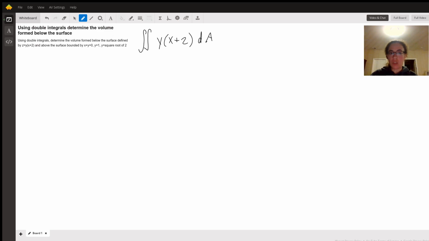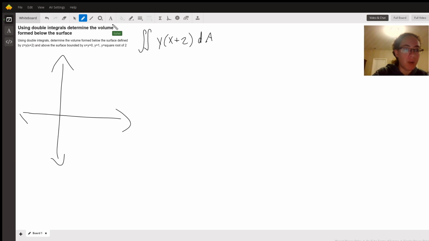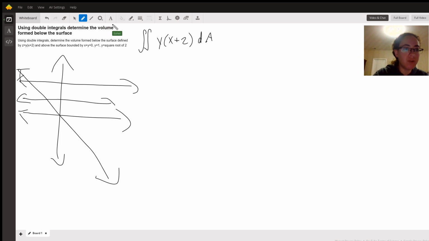And specifically, let's determine what this bottom surface looks like geometrically. So just drawing xy coordinate axes, we have the constraint x plus y equals 0. And so that's just going to look like that. And then we have y equals 1. Again, I'm doing this qualitatively. And y equals square root of 2. And so the contained region is right there.